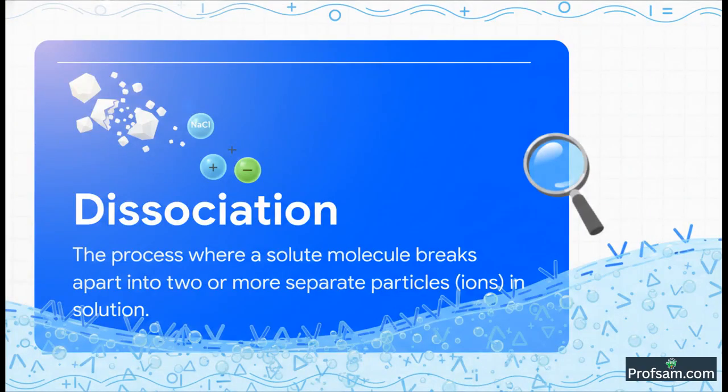So the first behavior is dissociation. This is exactly what happens with salts like NaCl. You put in 1 formula unit of sodium chloride, but in the water, it breaks apart into 2 separate ions, 1 sodium ion, Na+, and 1 chloride ion, Cl-. So 1 unit becomes 2 particles. This directly increases the total number of particles in the solution.